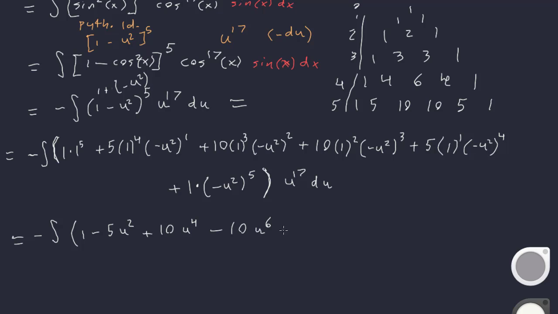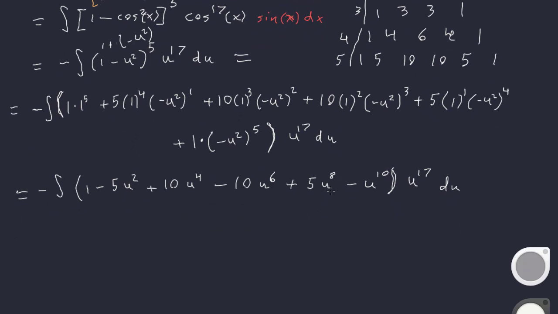All right, then here, when we get to negative u squared to the 4th, the negative should now disappear, so it should be 5 u to the 8th. And then finally here, since we're raising that negative u squared to the 5th, the negative should stick around, and it'll be negative u to the 10th. Okay, pretty terrible, but we're getting it much more simplified.